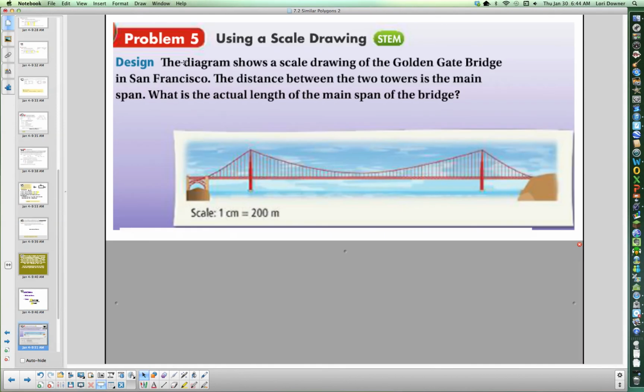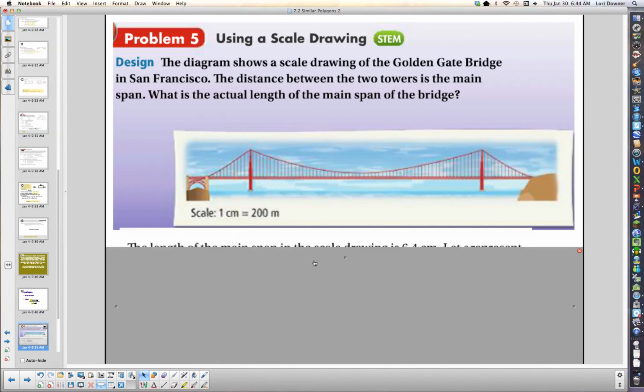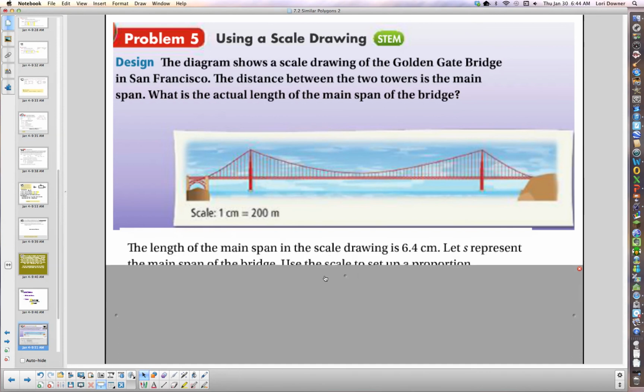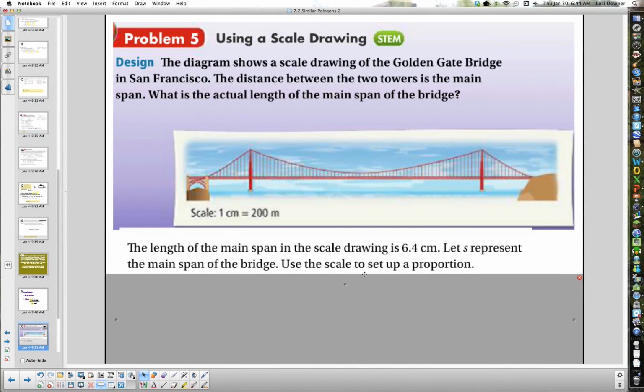If we look at this design, the diagram shows a scale drawing of the Golden Gate Bridge in San Francisco. The distance between the two towers is the main span. What is the actual length of the main span of the bridge? Here's our scale, 1 centimeter for every 200 meters. Notice that's drawing to actual. 1 centimeter of the drawing is 200 meters actual. So the length of the span in the scale drawing is 6.4 centimeters.